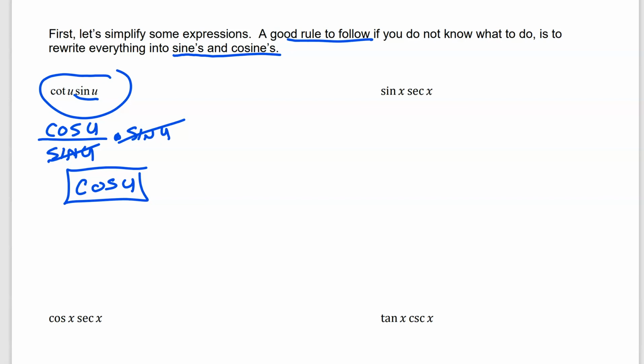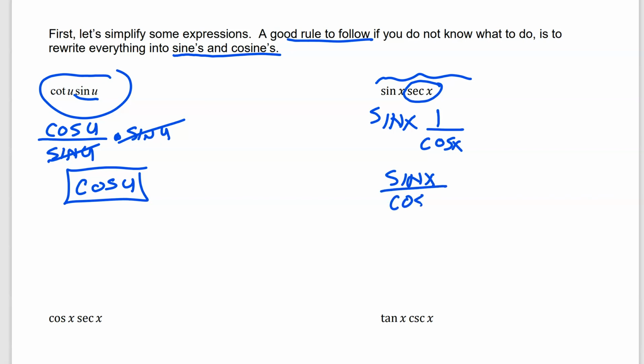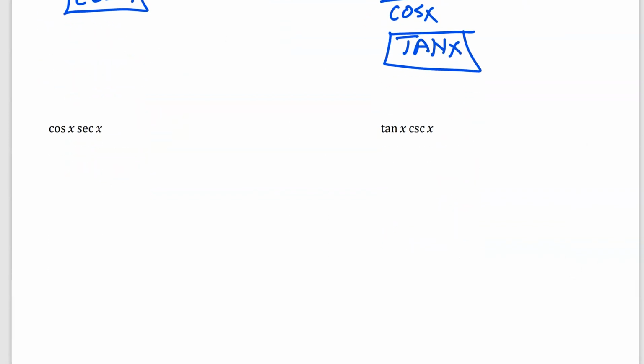Let's try another one. Over here, we will rewrite secant as 1 over cosine. Now we multiply this across, and we have sine over cosine, which we know is tangent. So when we're trying to simplify an expression, we're trying to make it be made up of less terms, right? Like these 2 questions were made up of 2 separate terms. The answers are made up of 1 term. It's simpler. Okay, let's try the next 2.